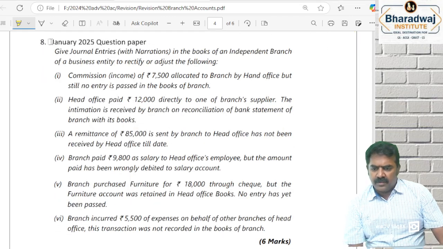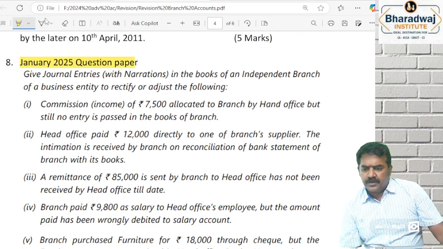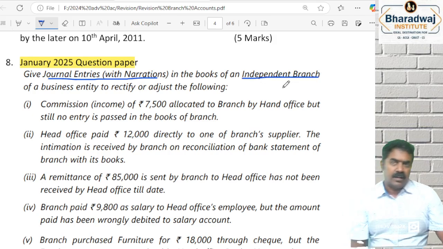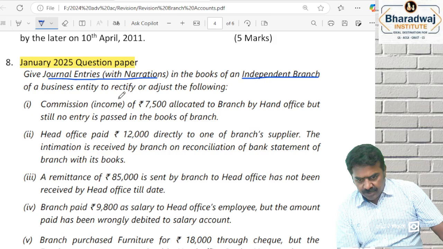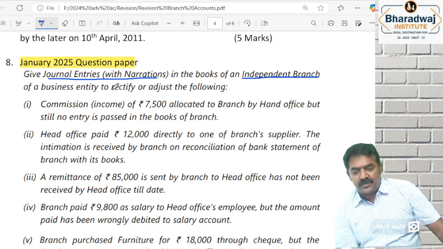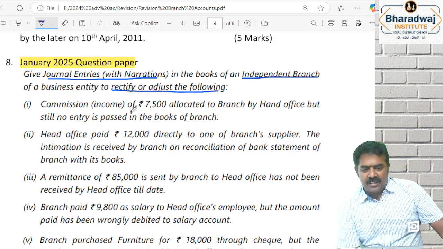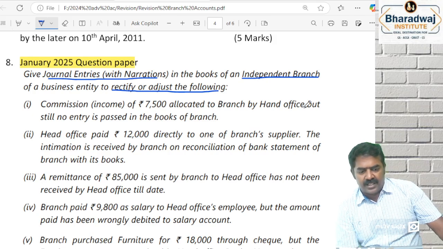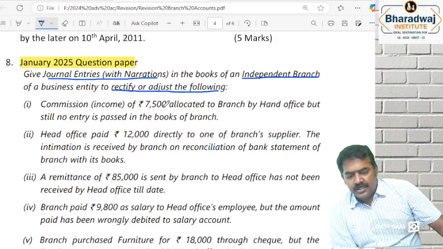Look at this January 2025 question paper. Give journal entries. Read the question first. Give journal entries with the narration in the books of independent branch. Are we going to pass the journal entry in the books of head office or in the books of branch? Branch. To rectify and adjust the following. Rectification of errors has been asked; it is not in the syllabus, but even so he has asked. Commission income 7,500 allocated by the head office to the branch, but no entry has been passed in the books of the branch.